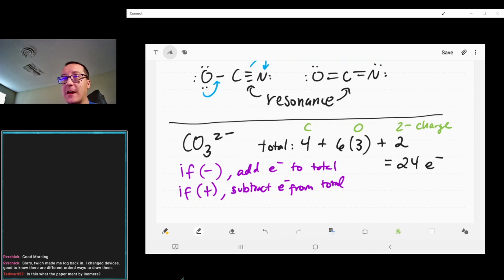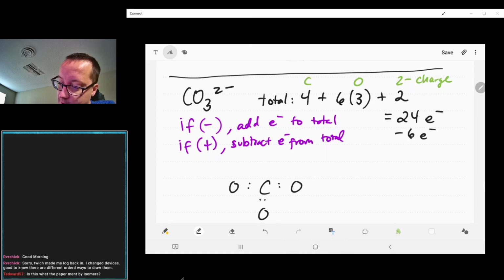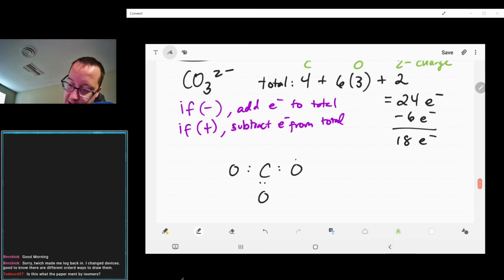Let's go ahead and do our skeleton. We have used up 6 electrons. We have 18 left. So I'm just going to give 6 to each one. Hopefully that math is not too bad. We have 3 outer atoms, 18 electrons. Each one should get 6.